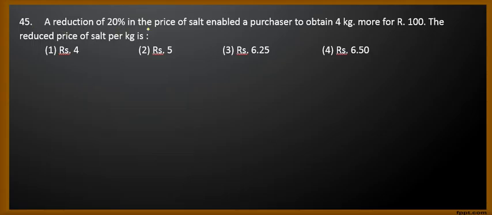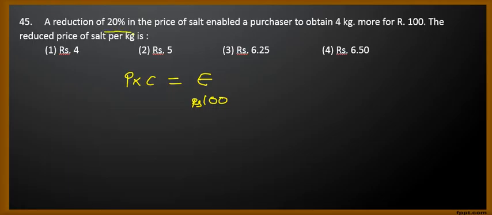A reduction of 20% in the price of salt enabled a purchaser to obtain 4 kg more for 100 rupees. The reduced price of the salt per kg is. Now, price into consumption is equivalent to expenditure. What is the expenditure here? 100 rupees. Expenditure is constant.